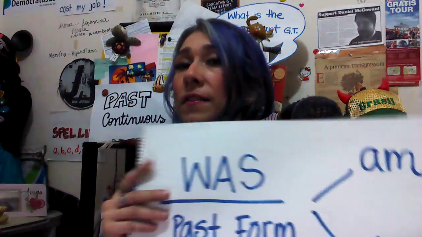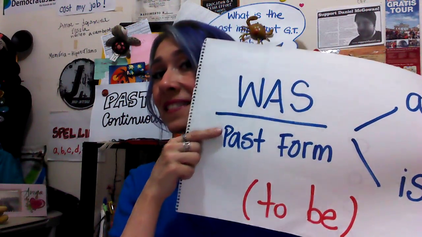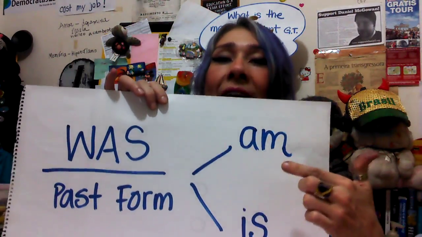When we ask questions with was and were, what happens? Well, there's that popular process of inversion that is common in: are you Brazilian, is he famous, and with to be in the past it is pretty much the same. The past, let's recap: was stands for am and is.